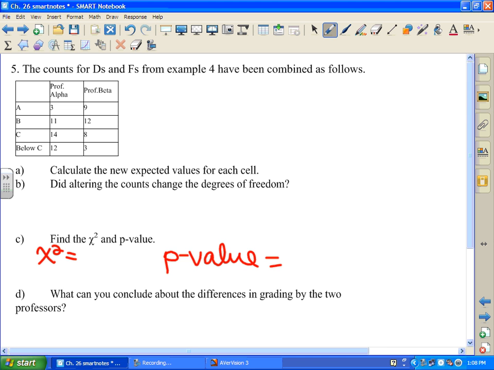Are you guys this lost? Sure. Oh, that's a new one. Okay, the chi-squared is 9.3. Yeah, that's right. And then the p-value 0.03. Yeah, very good.